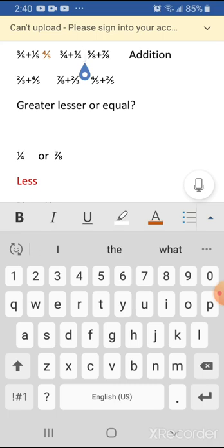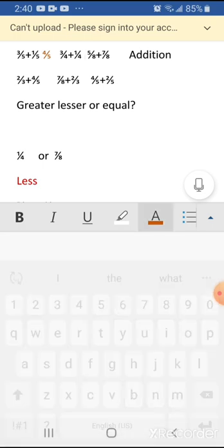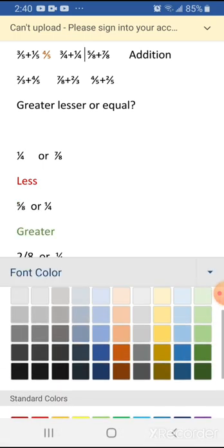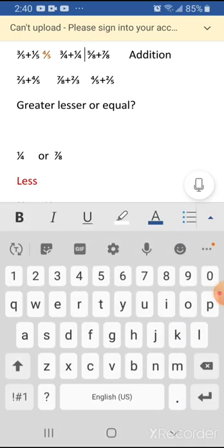Then, this one, 1/4 plus 3/4 would give you 4/4. But 4/4 would be one whole. So then, you'd get one whole.